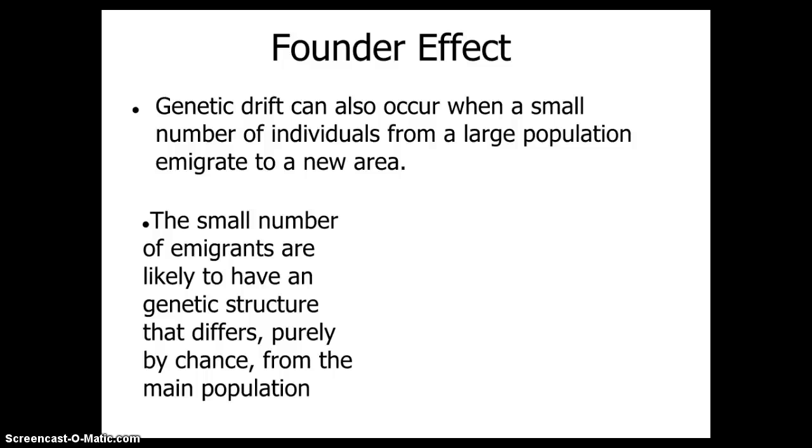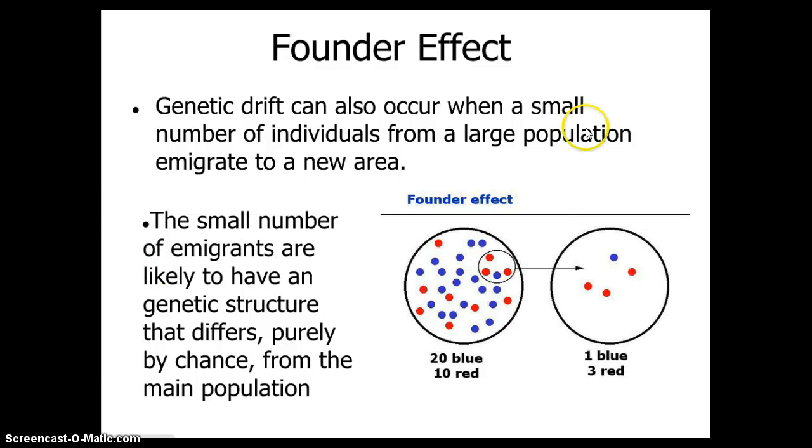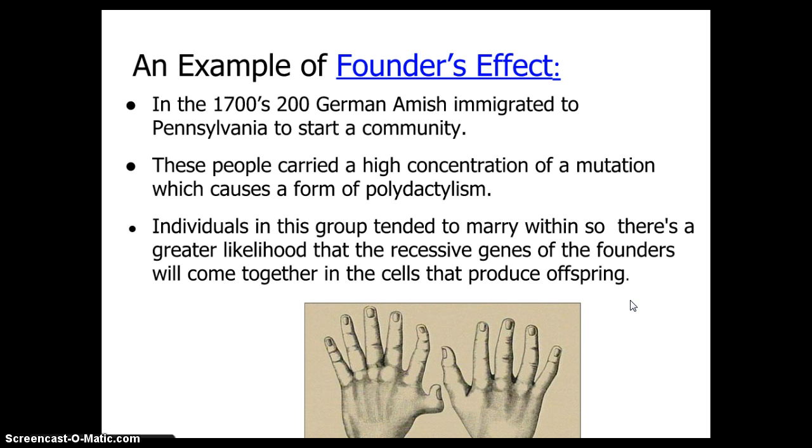So the founder's effect happens when a few individuals migrate to a new place. That small number of emigrants doesn't necessarily have the same allele structure or genetic structure as the main population. So they create a different sort of allele frequency. This happened with the Amish people in the 1700s.